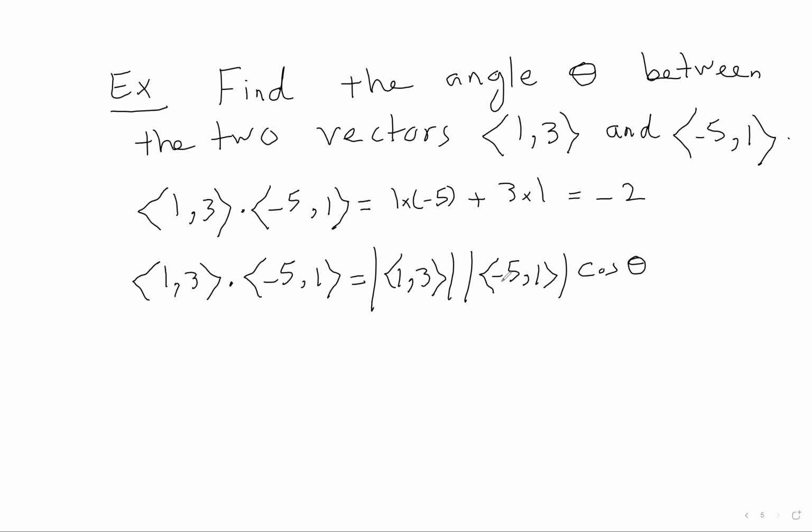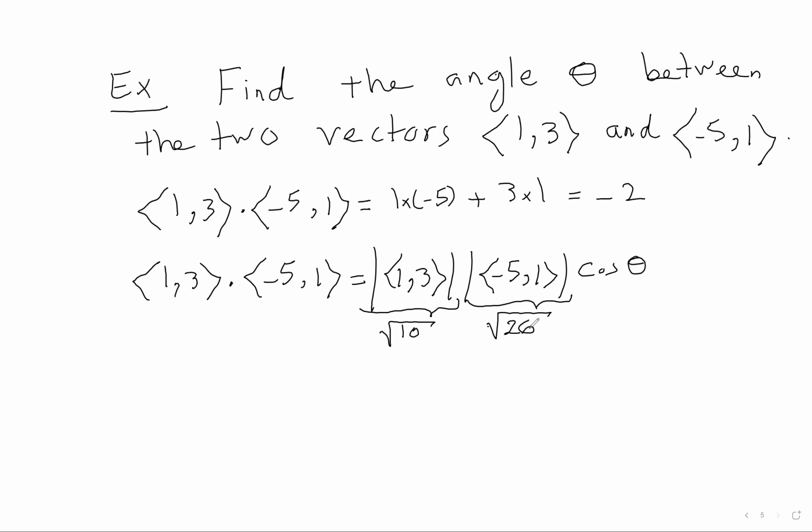Now what is the length of (1, 3)? As you might remember, it is the radical of 1 squared plus 3 squared, which is radical 10. The length of this vector is the radical of (-5) squared plus 1 squared, which is radical 26.